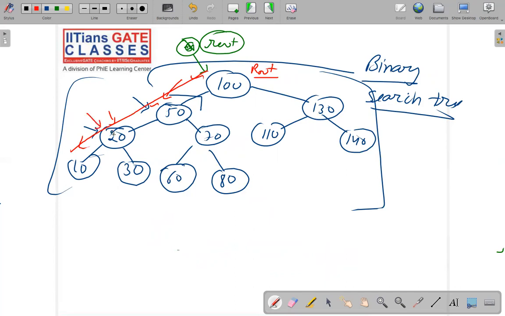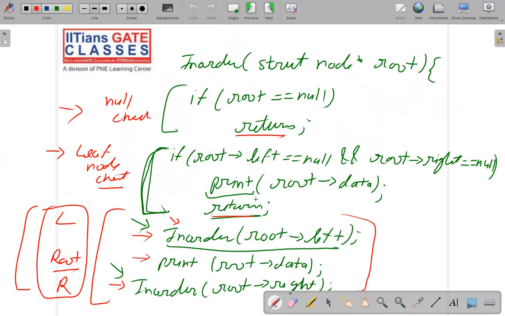Then here 20 is also not null, and it is not a leaf node. We will go here. Now 10 is the leaf node, so we will print 10 here. We will print 10 and we'll return back to 20. Okay, now this program has a caveat that, yeah, no, there's no caveat. So we have gone to the left subtree and we have printed the left subtree.